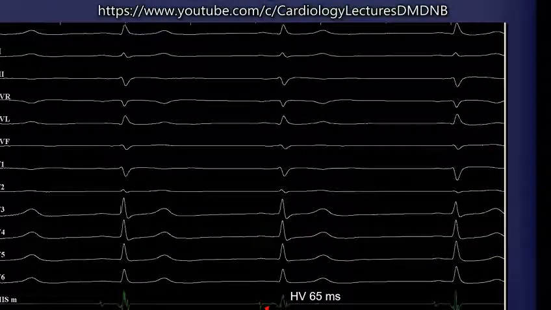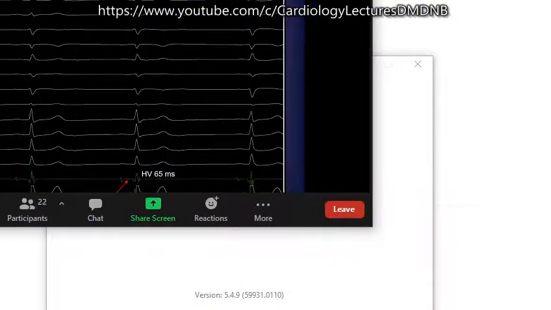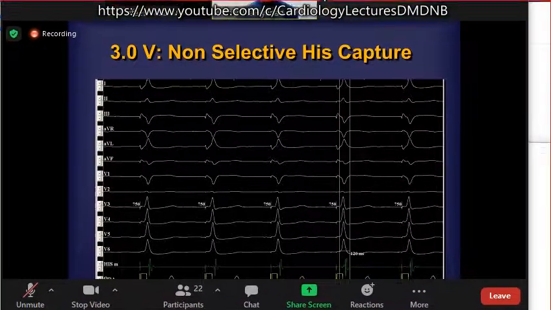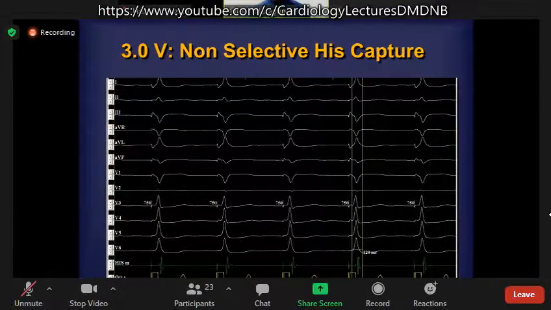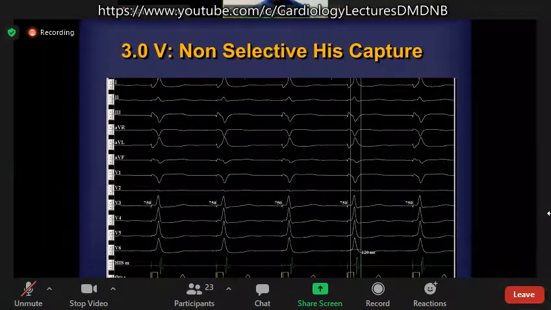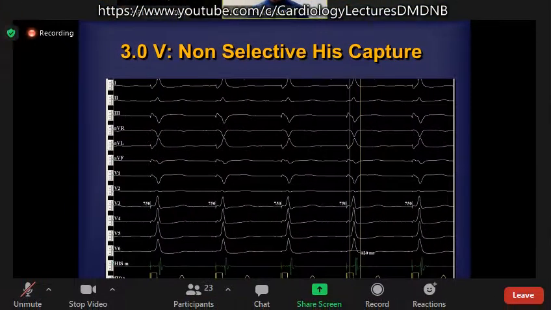So ideally, you wouldn't want to take this position, but you would want to take this position with a normal HV interval. So there, then you go ahead with doing your testing. And now here you are not only checking the threshold of capture, but you're also going to look at the response of your QRS, which is very important.